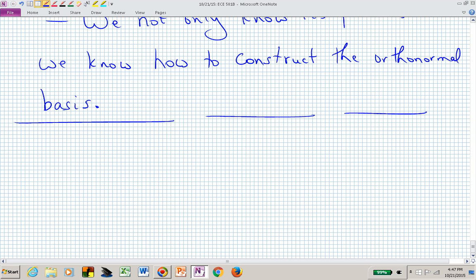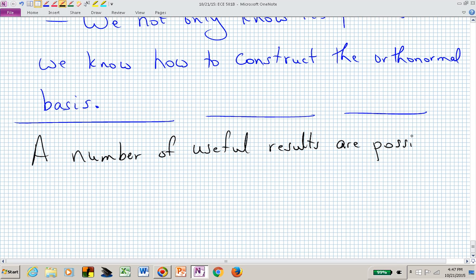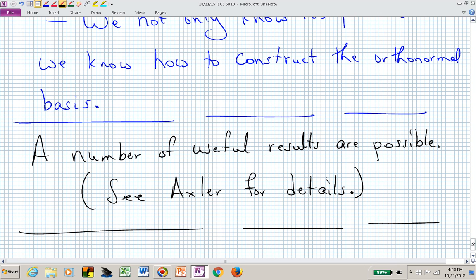Now, we could almost stop the class at this point. I mean the class for the whole semester. This is a big thing. But we're not. Now we're going to start learning how to use this to our advantage in optimization. And before we do that, let's just look at some results that we can take away from this that are useful. A number of useful results are now possible. And I will just state those, and I will refer you to the textbook for the details. Right now, we just sort of want to know what these results say.